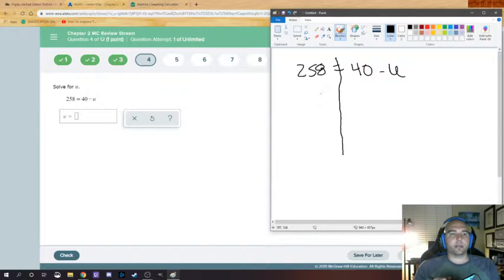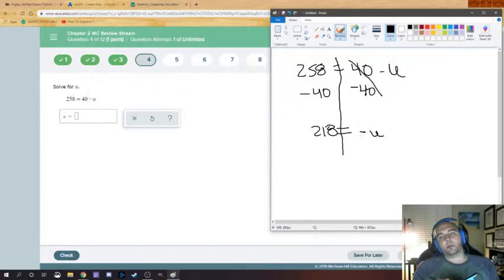First, are there any numbers to add or subtract? Yes, I want to get rid of 40, so I'll subtract it. And 258 minus 40 is 218. Now the difference between this one and the last one is when I subtract the 40s and these cancel out, the leftover is negative u. You're not completely done with just u yet. You have one more step to do. So the step is divide by negative 1.